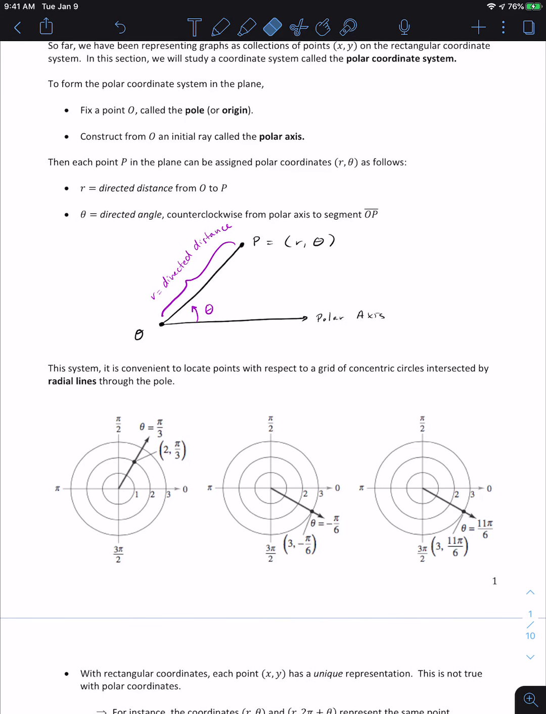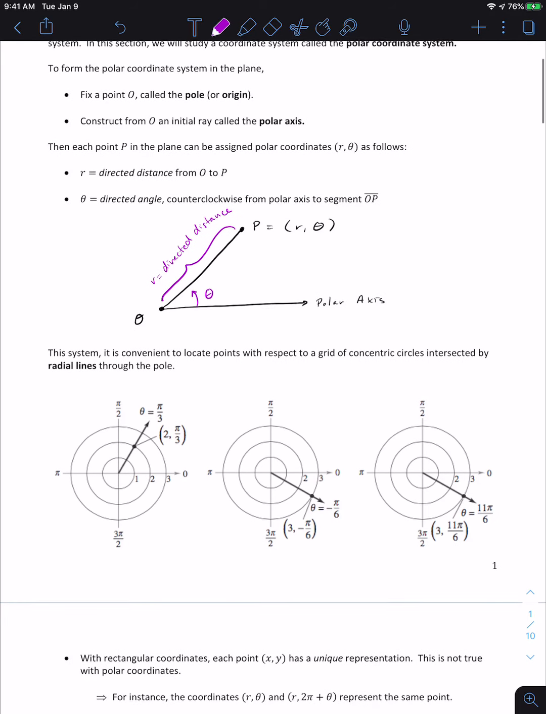For example, if I look at this point (2, pi over 3), what does that mean? The 2 means that it's a distance 2 away from the origin, so it is on the circle of radius 2. And then theta equals pi over 3. So this angle right here, theta, is equal to pi over 3, and that's where we plot that point. Again, it's just a point, just as (x, y) is a point on the rectangular coordinate system. We're just labeling and describing them in a different way.